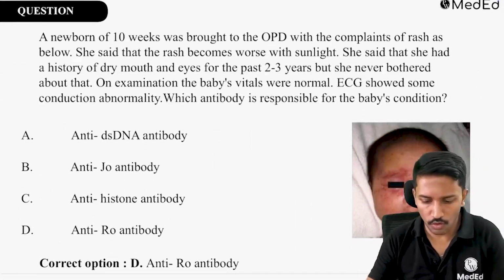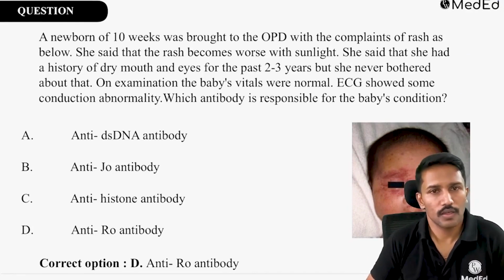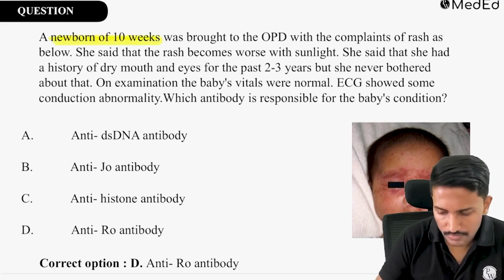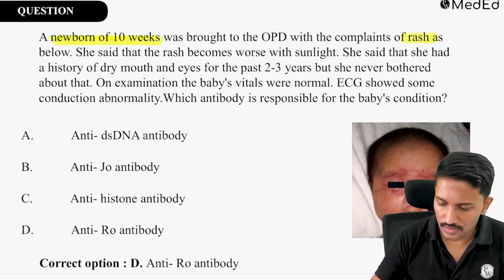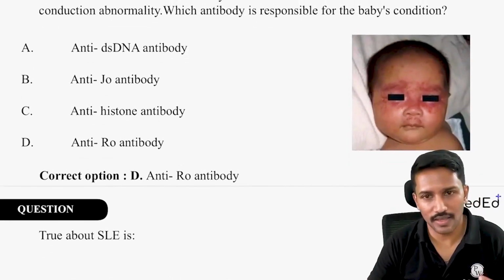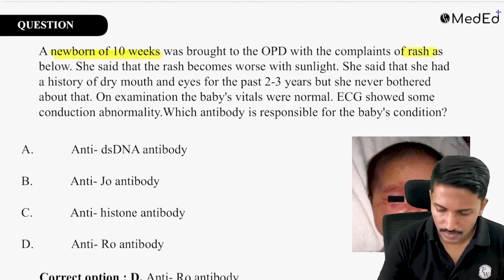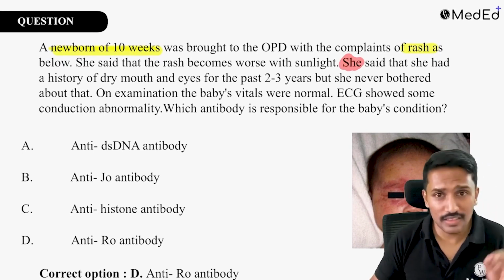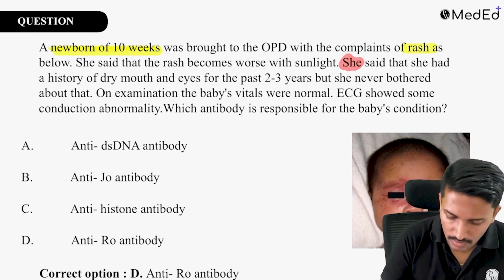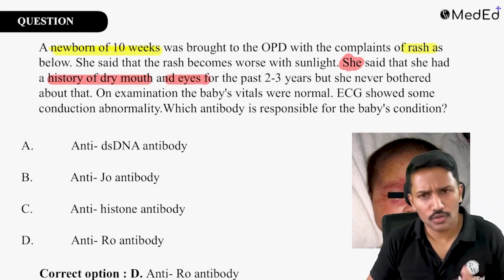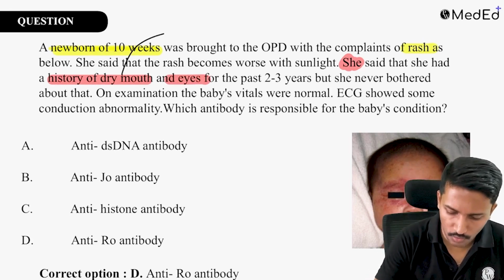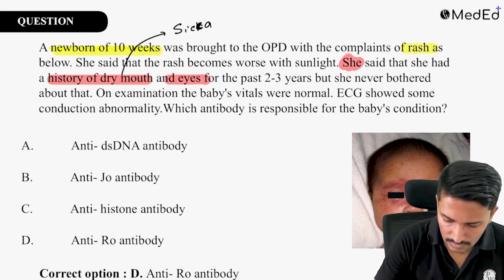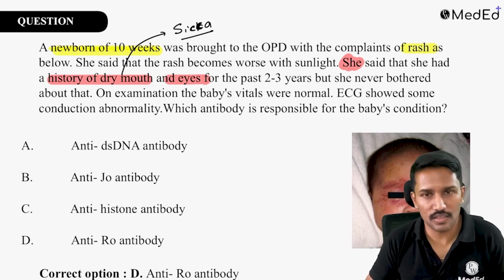Now, in this question, if you have already solved, what was your answer? So, this is a question where the complaint is of a newborn, right? The newborn is having complaints of rash, which we can see in the image. So, this is the rash that the newborn is brought with. And the question mentions history of the newborn's mother, who was also having dry mouth and dry eyes. So that is basically talking about what? This is basically talking about Sicca syndrome as a manifestation, right? Sicca syndrome or secondary Sjogren's is a possibility.